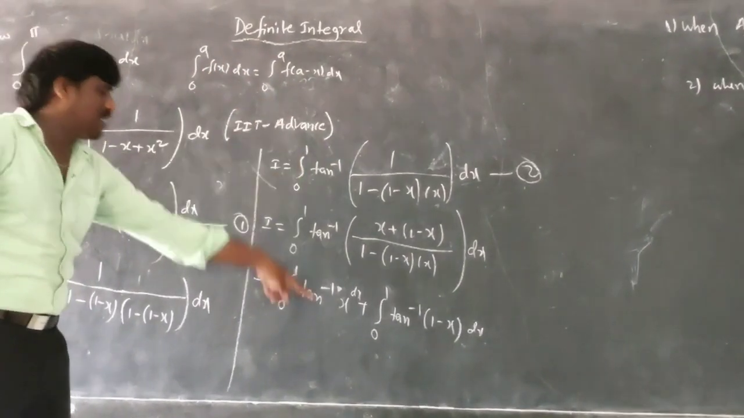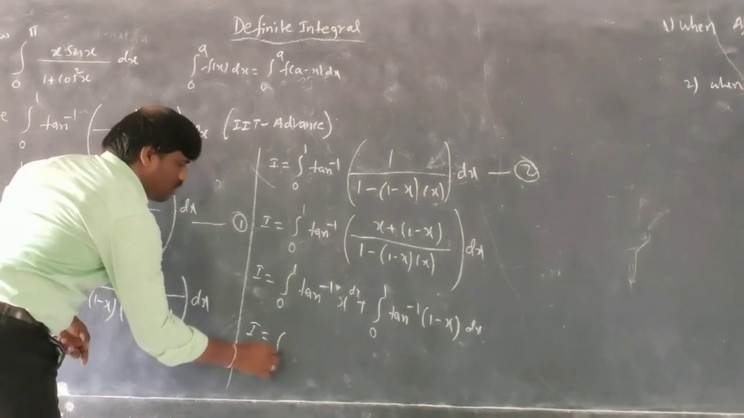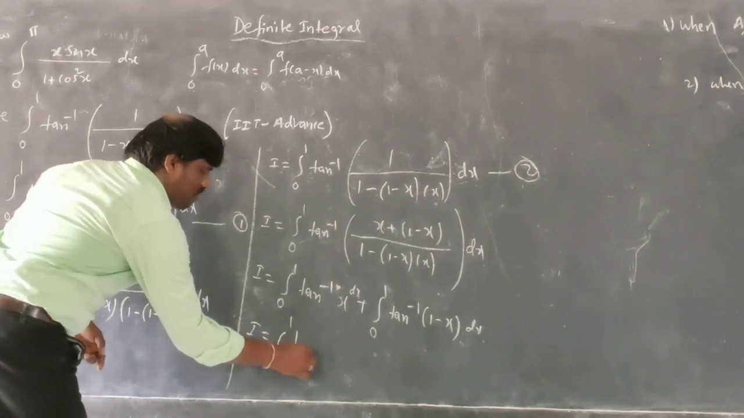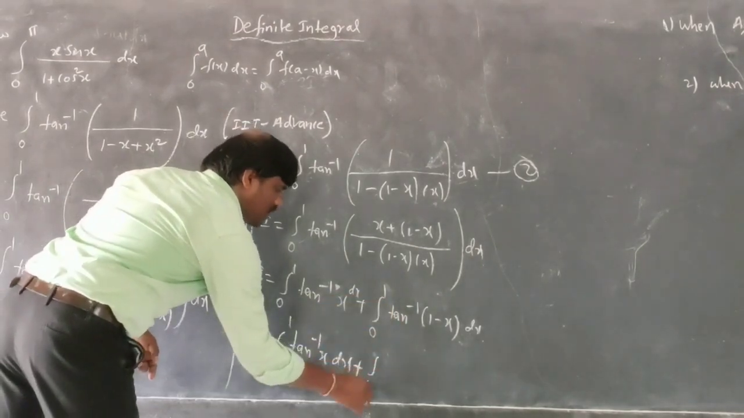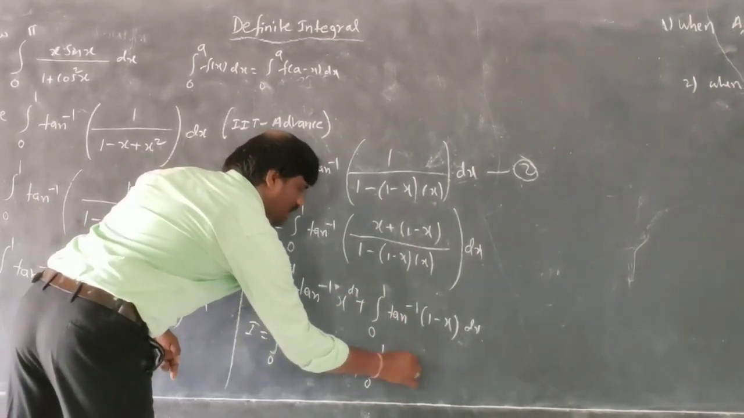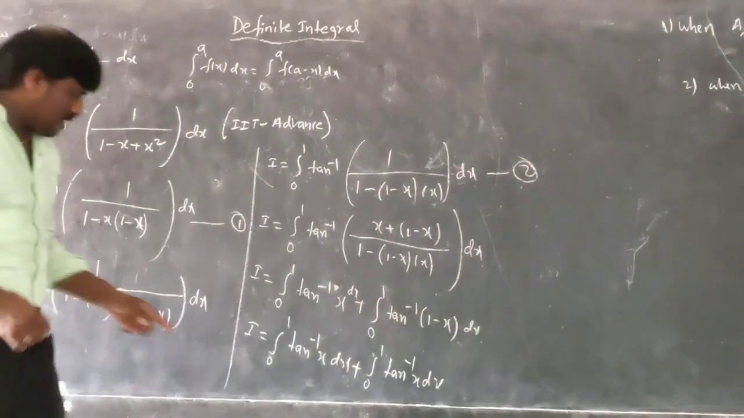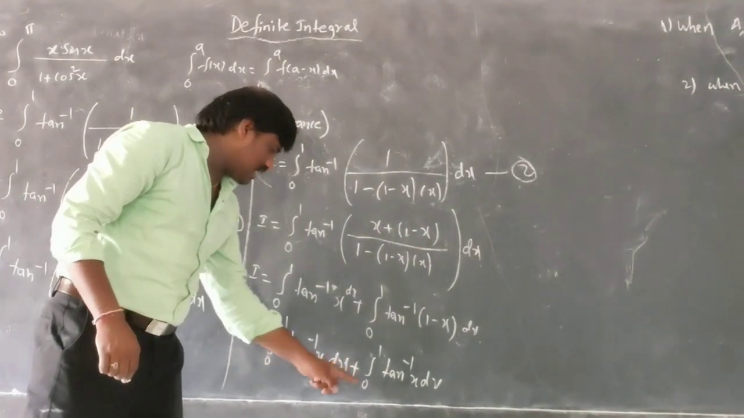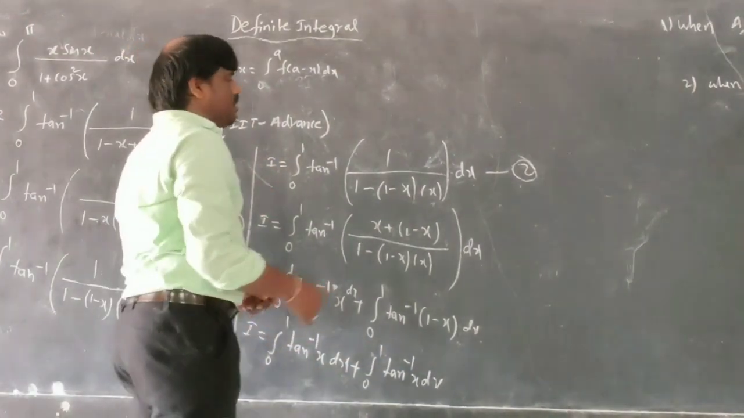So I can change this. I can write this as integration 0 to 1 tan inverse x dx plus, I can write this one as 0 to 1 tan inverse x dx. This is the beauty of mathematics. So here integration 0 to 1 tan inverse x dx plus integration 0 to 1 tan inverse x dx. This is going to change. How is it going to change?